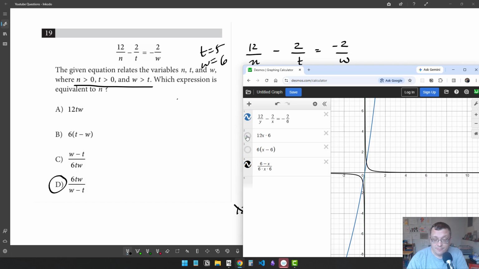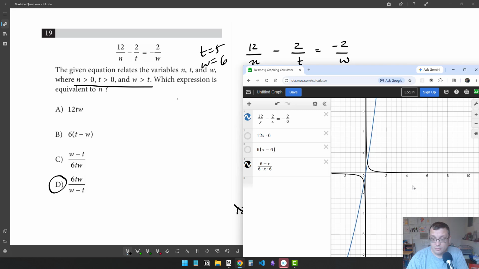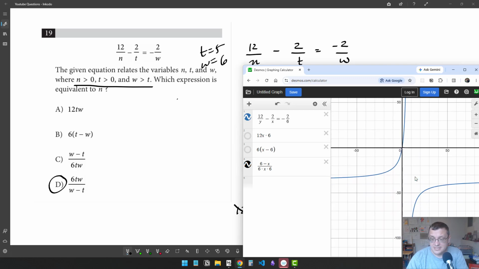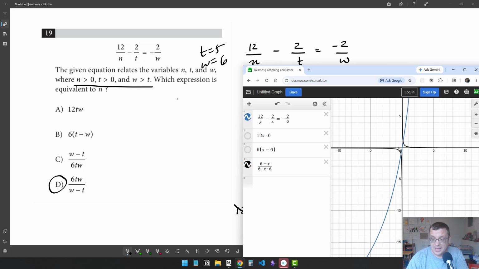Let me turn these off for a minute. I'll turn this off. No, we want the blue one. So here's the blue one. The blue one is this, and then what we just graphed is this black one, which is like this. They don't line up. So again, hopefully it is D.